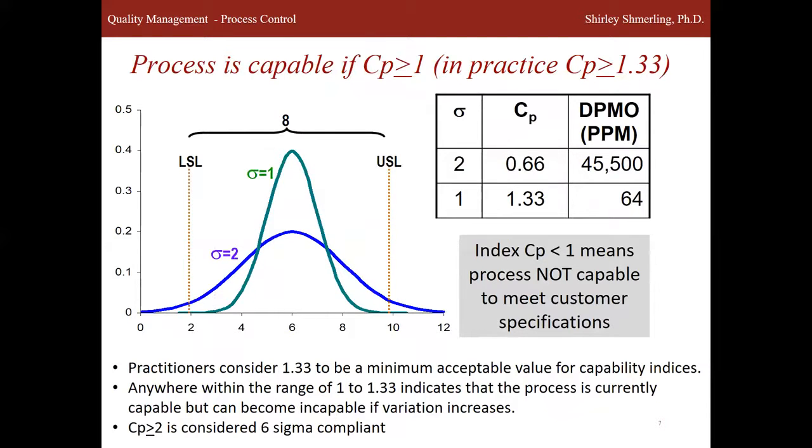That being said, if the index is exactly 1, it means that there's no room for more variation. Therefore, in practice, practitioners consider 1.33 to be the minimum acceptable value for the capability index to determine if the process is capable. Anywhere between 1 and 1.33 means that the process is currently okay, but it has a chance of being incapable if any variation gets involved in the process.